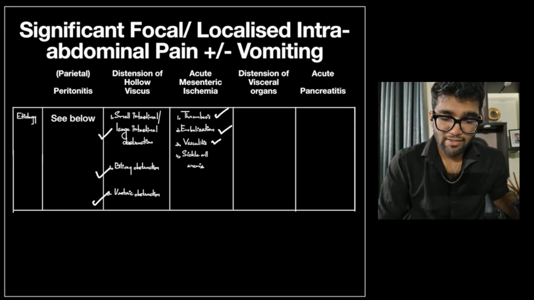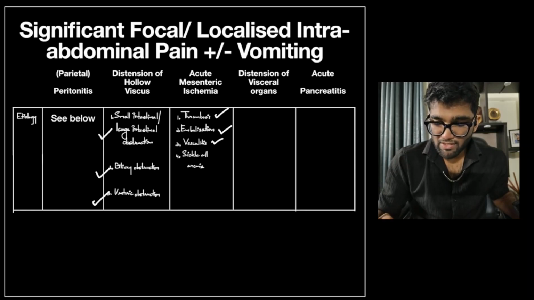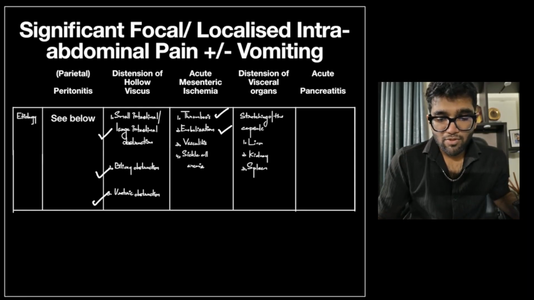It could be vasculitis. And in specific patients, it could be sickle cell anemia. So we'll be discussing this in detail subsequently. Then we'll talk about the distension of visceral organs.